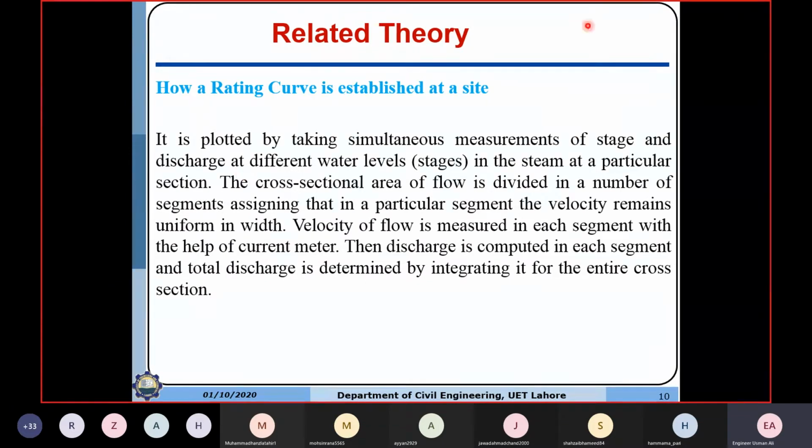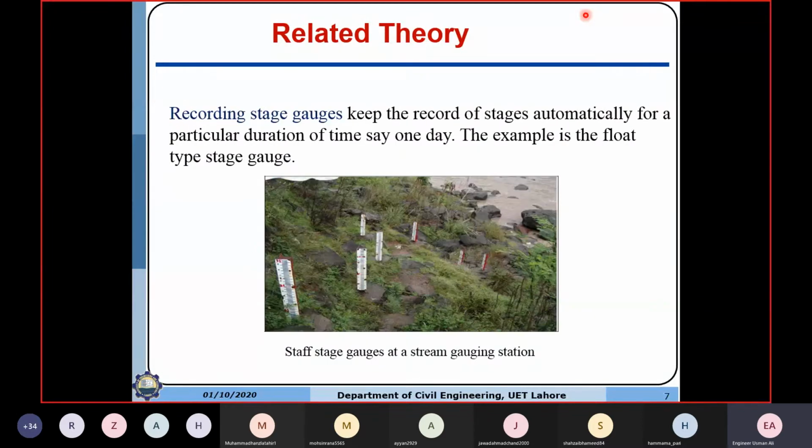How do we establish a rating curve at a site? As I mentioned in your theory, we will discuss in detail how the discharge measurement is done in the rivers, and then how we find out the stage value. If you look at this figure, we install the stage gauges along the bank of a river to record different water levels in the river, lower and higher water levels. So this is how we read the stage value.